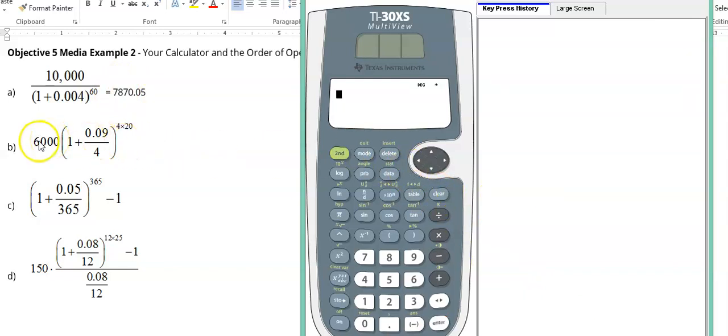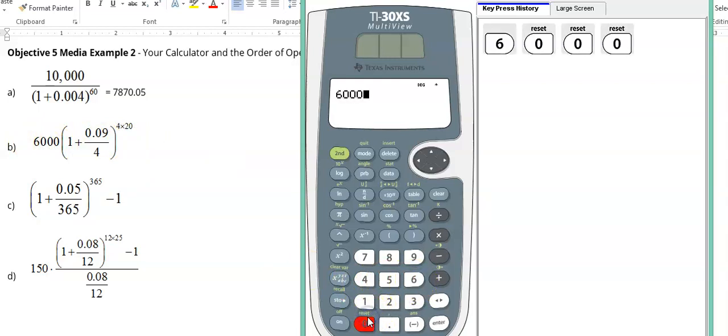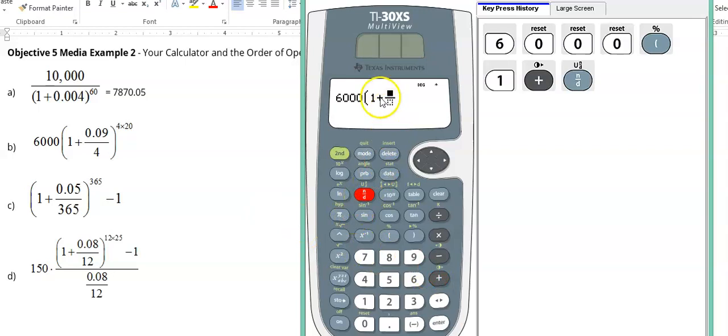Okay, here we don't start with a fraction. We're going to start with 6,000. Okay, now we need parentheses. Just following this left to right. 1 plus, and after the 1 plus, we do need a fraction. So I'm going to hit N over D. Okay. Notice it makes the parentheses bigger. I like that.